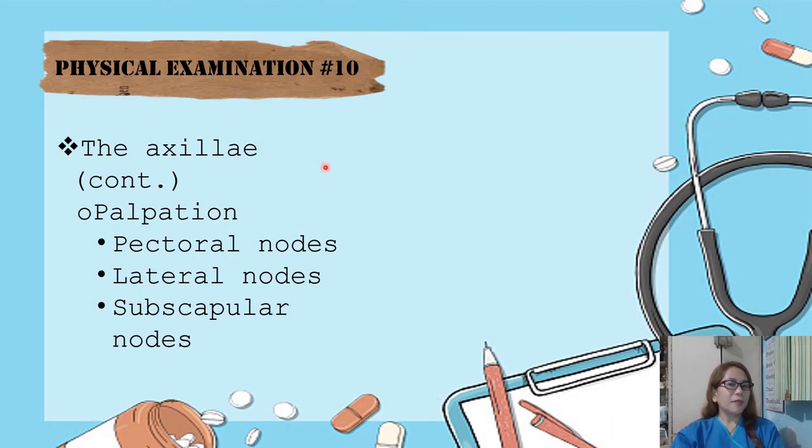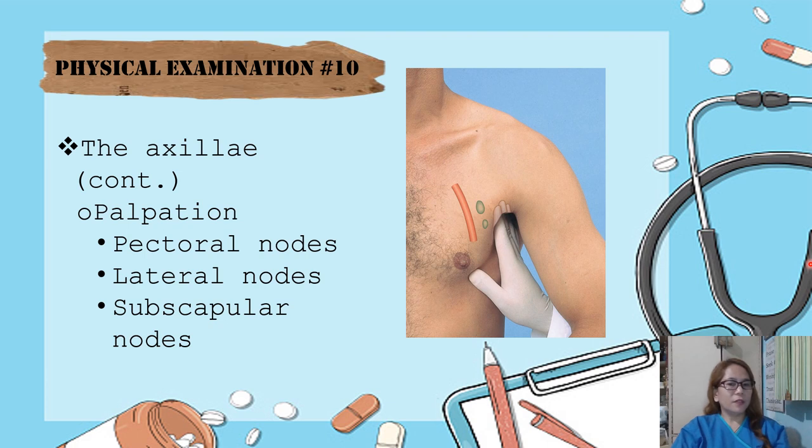So, to examine the left axilla, for example, you have to ask the client to relax with the left arm down. So, nakababa lang ang left arm. You have to help the client by supporting the left wrist. So, tataas mo lang yan, or the hand with your left. So, nakaganyan. So, dyan ka kakapain mo na yung kanyang axilla. Okay. So, this is how you will do it.